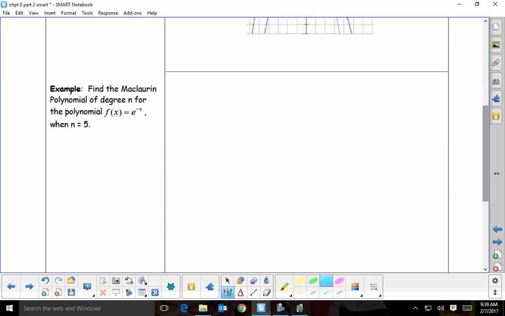Find the Maclaurin polynomial. I pause every time I see that word. C is 0, centered around 0. Find the Maclaurin polynomial of degree n for f of x equals e to the negative x when n is 5. All right, first step: get it all the way until how many derivatives? 5. Go.